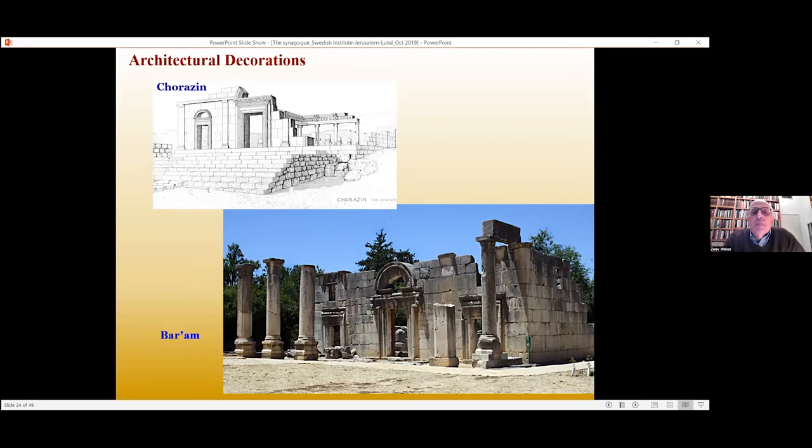In the monumental buildings like Korazim and Baram, the decorations, in most cases, we're talking about architectural decoration elements that were decorated with all sorts of reliefs, with a big range of motifs from geometrical to floral. But, and this is the big change in the late antique synagogue, there is also the employment of figurative images, with all sorts of figurative images, human figures, animals, but also mythological themes are included in those synagogues.